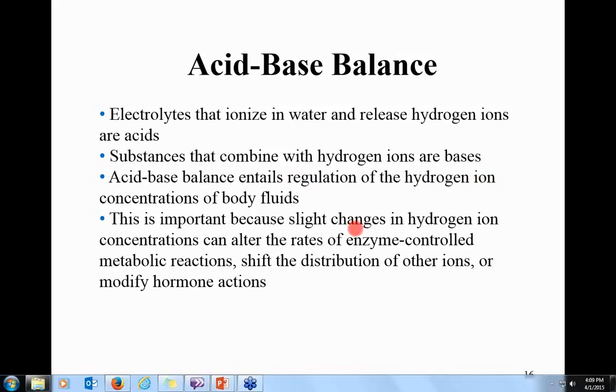So, as we'll find out, hydrogen ion concentrations are the ones our bodies regulate mostly, again, because of enzyme-controlled metabolic reactions, and also shifts and distribution of other ions, and they can also help modify hormone reactions.